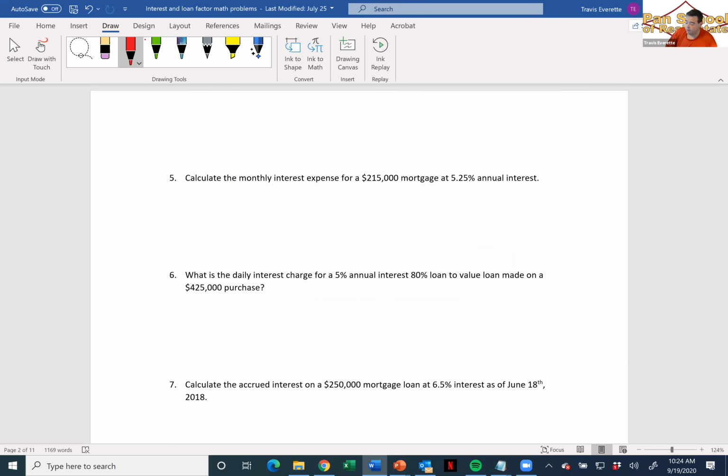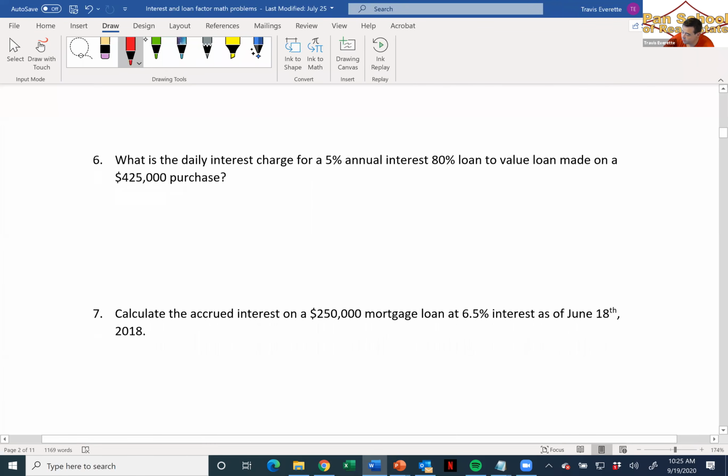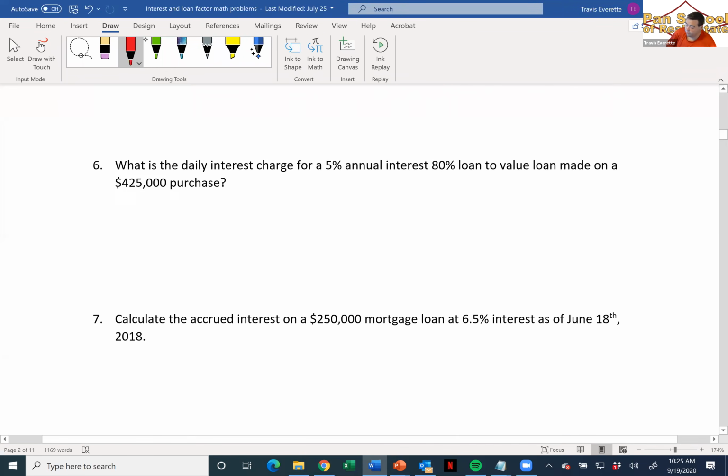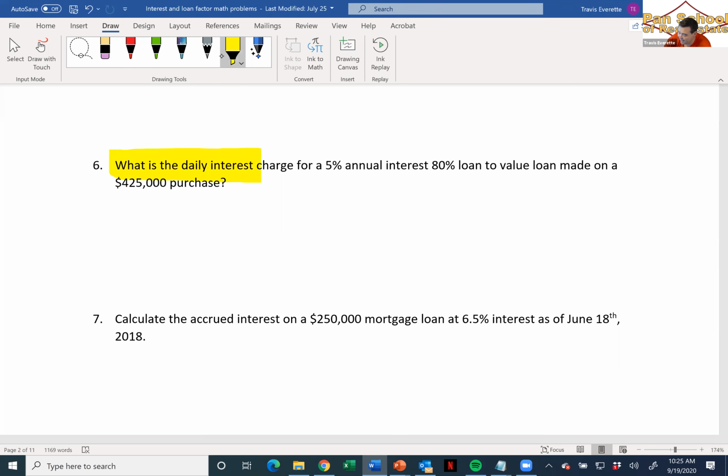It says calculate the monthly... actually, let's do number 6, because that ties really all of it together. It says, what's the daily interest charge for a 5% annual interest, 80% loan to value loan made on a $425,000 purchase? So find what they want. They want daily interest. Anytime I'm calculating interest, I have to calculate annual interest and then break it down. Does that make sense?